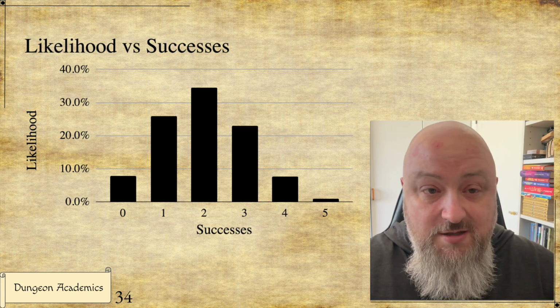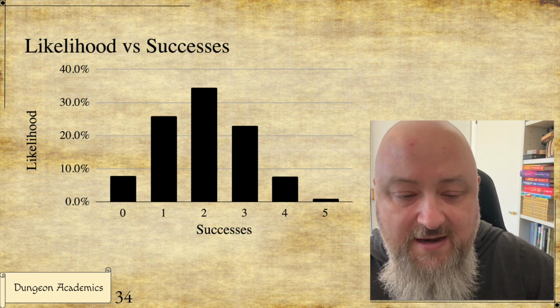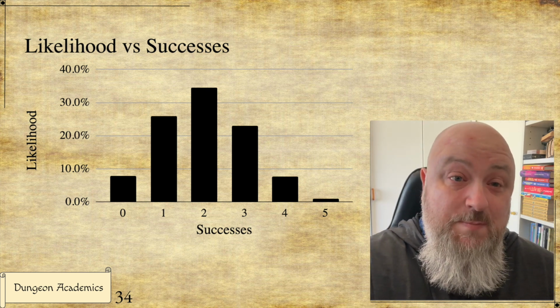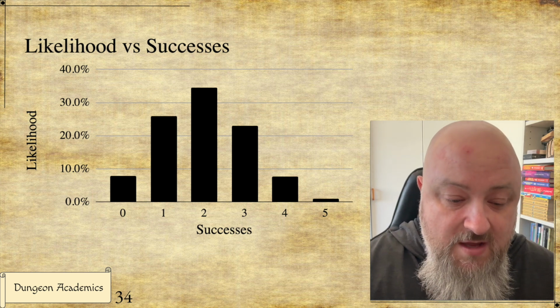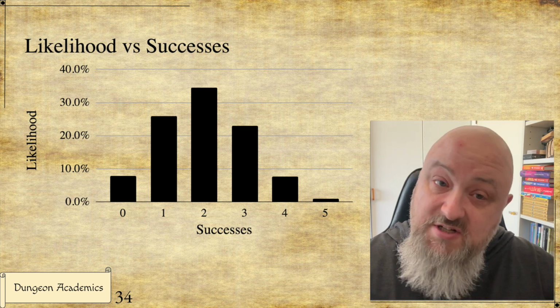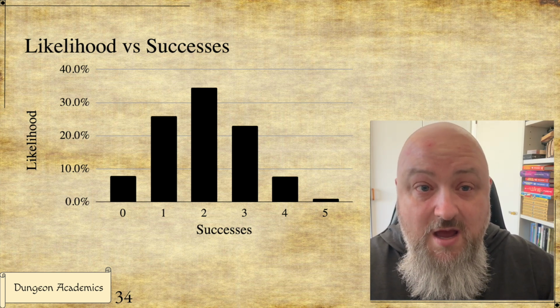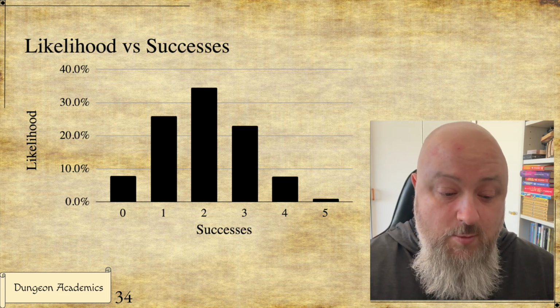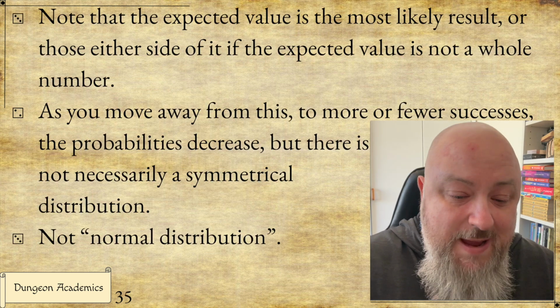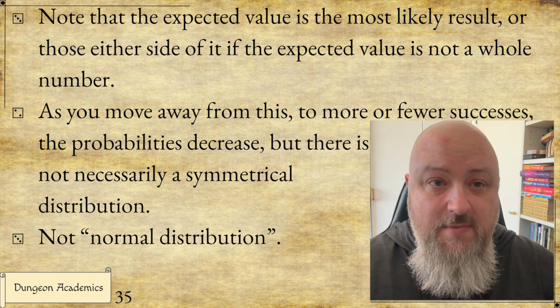you'll see that the most likely outcome is 2 successes and therefore 3 failures, which is what our expected value predicted. You'll also see that the results closest to that, 1 success and 4 failures, or 3 successes and 2 failures, are also the most likely ones. The expected value is, in general, the most likely outcome.